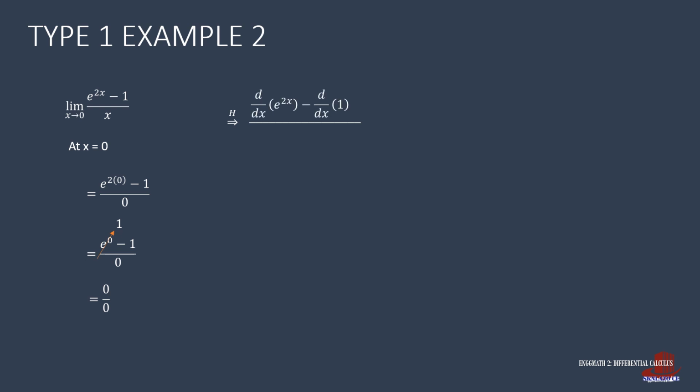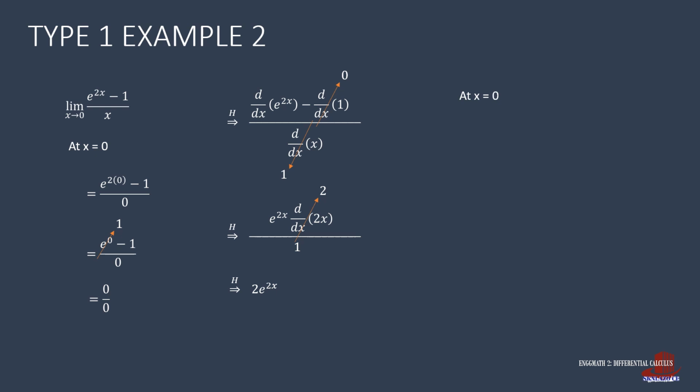We use L'Hopital's rule in an attempt to find an answer, so the numerator would have the derivative of e raised to 2x minus the derivative of 1. The denominator will have the derivative of x. The derivative of a constant is 0, and the derivative of x is just 1. So we simplify the expression as e raised to 2x times the derivative of the exponent 2x upon 1. Now, the derivative of 2x is 2, reducing the expression into 2 times e raised to 2x.